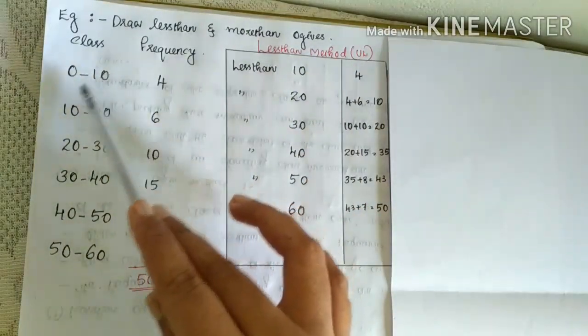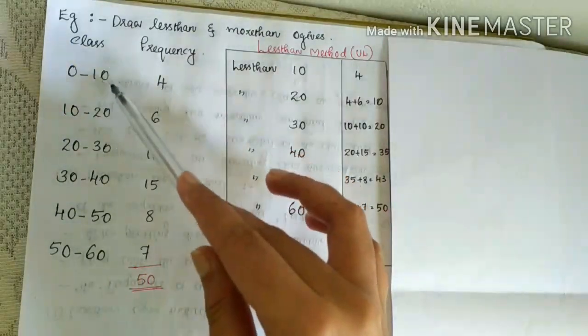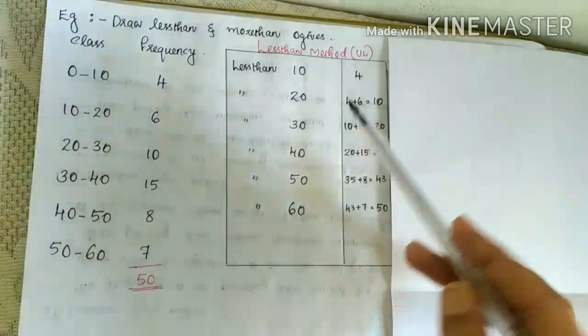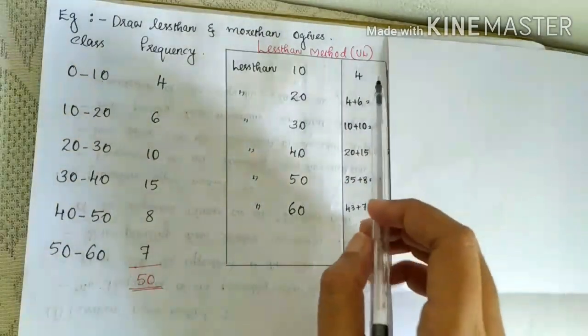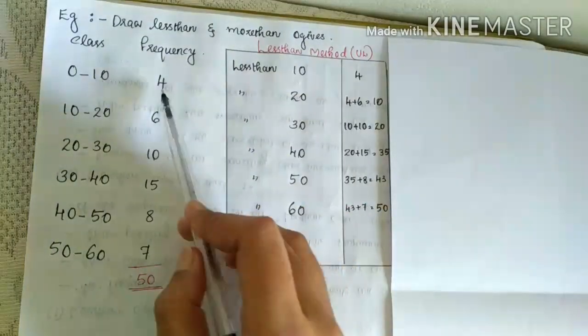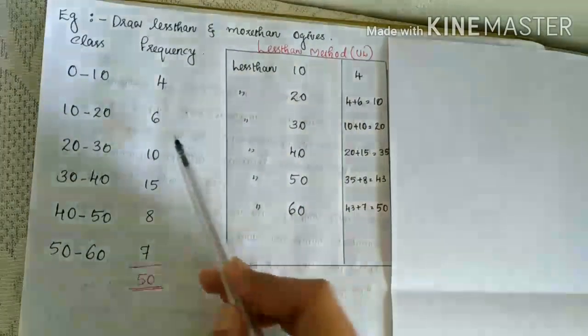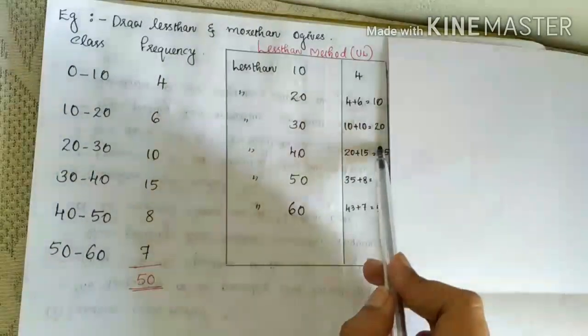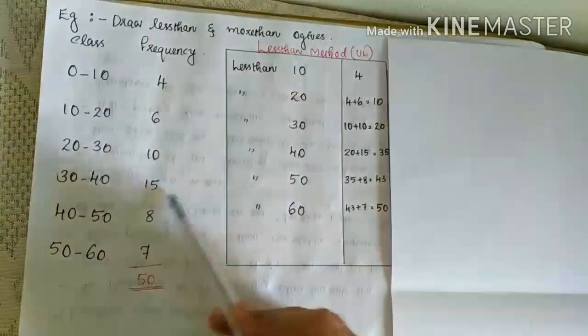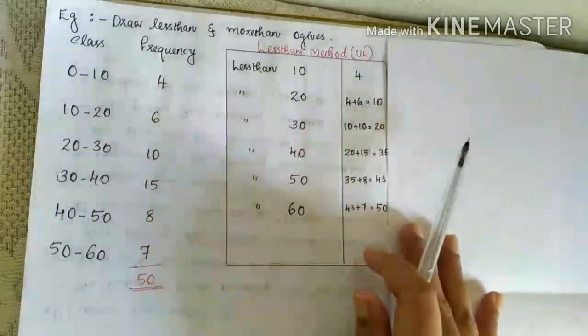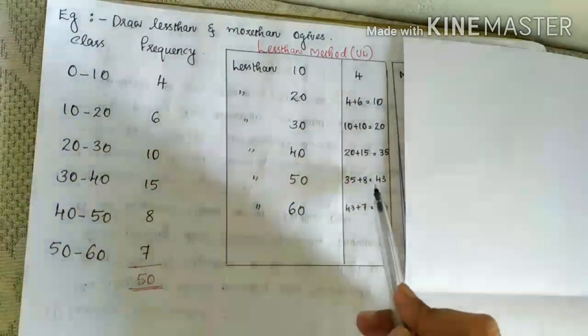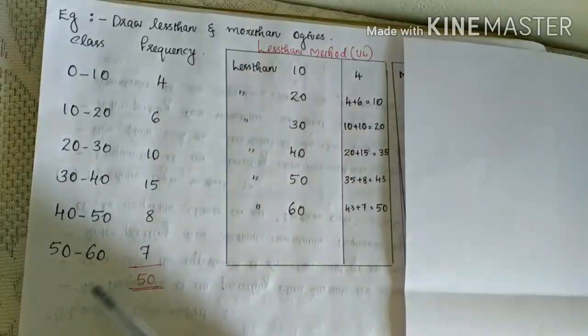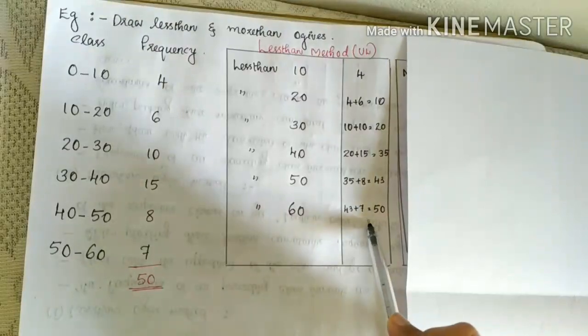In the classes 0 to 10, 10 to 20, 20 to 30, the upper limits are 10, 20, 30. The frequency of the first class is 4, and the next class is 4 plus 6, 10, and the next class is 10 plus 10, 20. Next class is 20 plus 15, 35, and next class is 35 plus 8, 43. Next class 43 plus 7, 50.